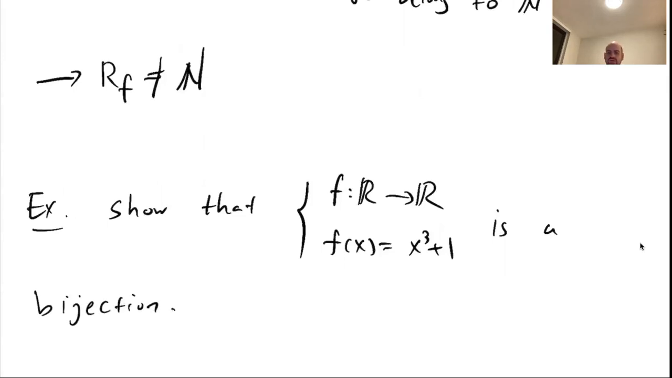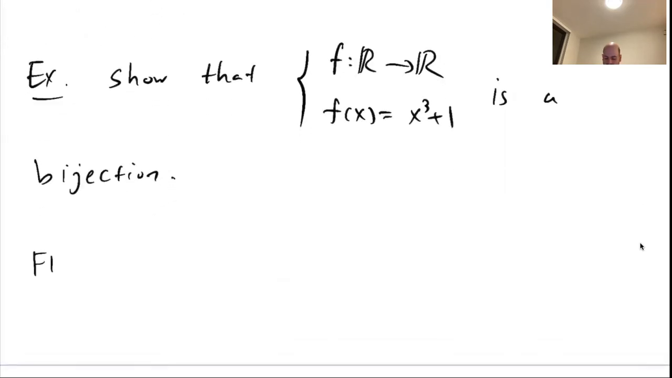So do you remember what bijection means? Bijection means one-to-one and onto. So if you want to show that the function is bijection, you have to do two things. You have to show it's one-to-one and you have to show it's onto.